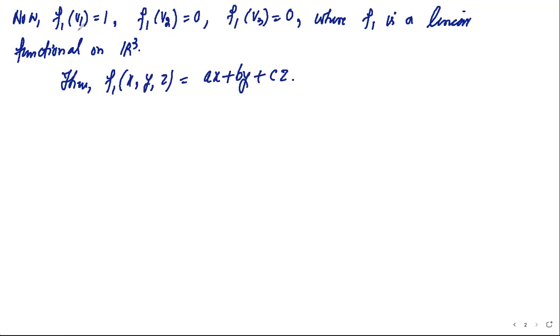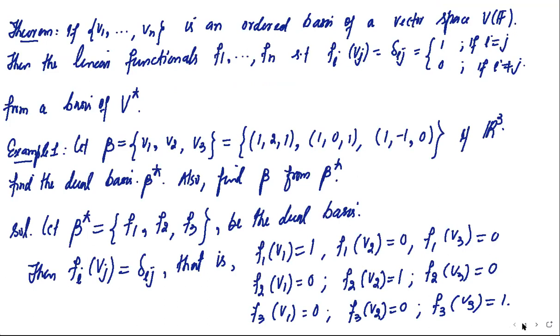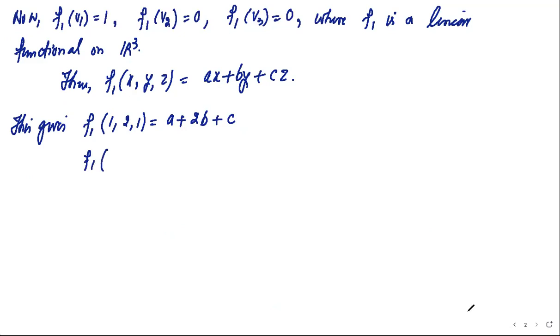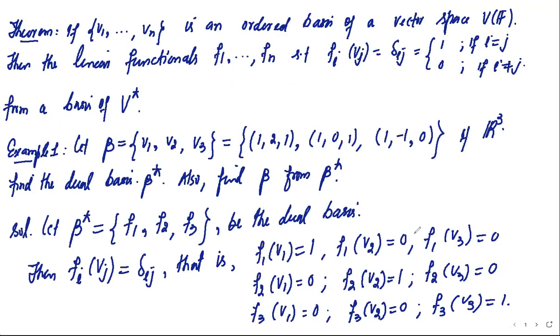So now let's evaluate this f1 of v1. Now v1 is equal to (1, 2, 1). So therefore we evaluate now. This gives f1 of (1, 2, 1). Now x is equal to 1, so this is equal to a plus 2b plus c. Now similarly, f1 of v2. Now what's our v2? Our v2 is equal to (1, 0, 1).